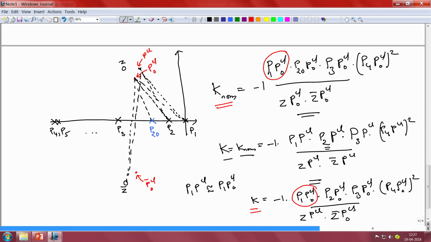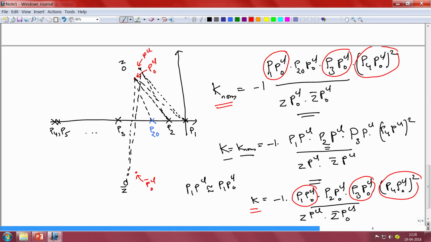The second term in k nominal is P2 naught PCl naught, and the second term in k is P2 PCl naught. These two are not necessarily equal to one another, so I cannot circle them out. The third term is P3 PCl naught in the first expression, and it is also P3 PCl naught in the final expression. The fourth term likewise is P4 PCl naught the square. Here also it is P4 PCl naught the square. So these also are the same in the two expressions, one for k nominal and the other for k.